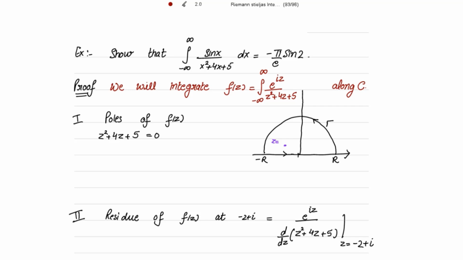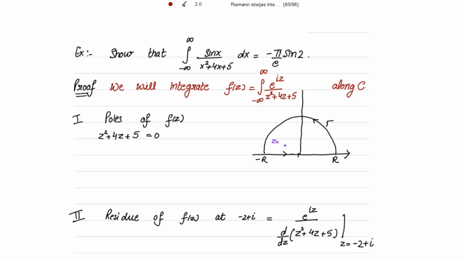Along this contour C, going from negative r to positive r along the real axis, we take the function in terms of x when integrating. Then it is followed by a semicircle tau in the upper half plane, and along this we will integrate the function with respect to z. Alright, so first we have to find the poles of the function. For that, just take the denominator equal to 0 and get the value of z.